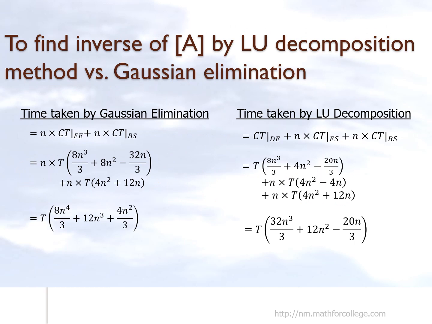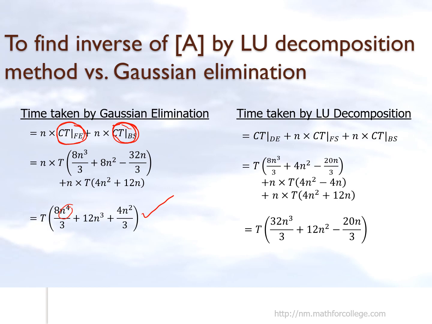What that means is that if I was going to do the problem by Gaussian elimination, then since I have n different right hand sides, I'll have to do the forward elimination n times, I'll have to do the back substitution n times. And if I do the calculation, this is the total amount of time it will take me to find the inverse of a square matrix by using Gaussian elimination. And look at the computation time. It is proportional to a quantity of n to the power 4.